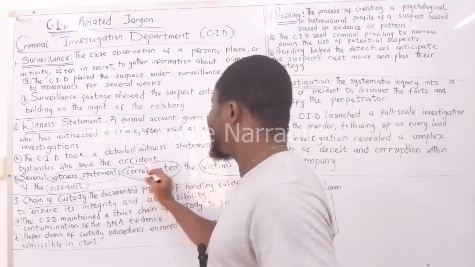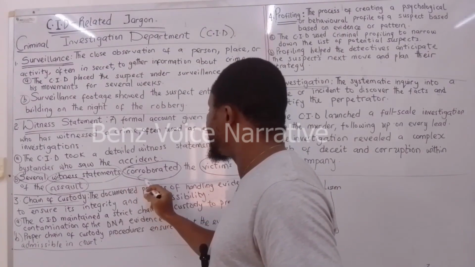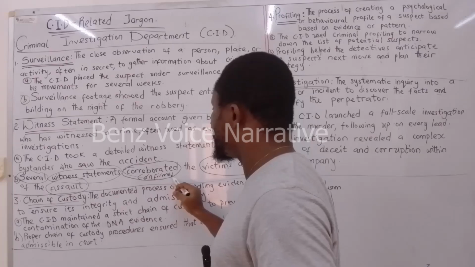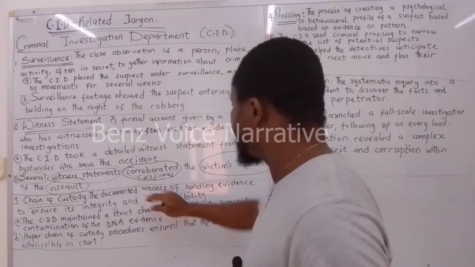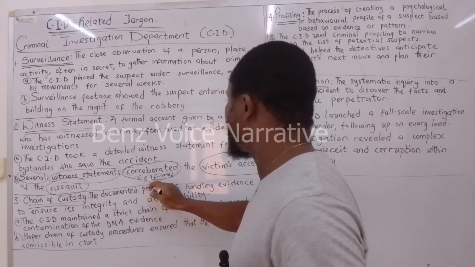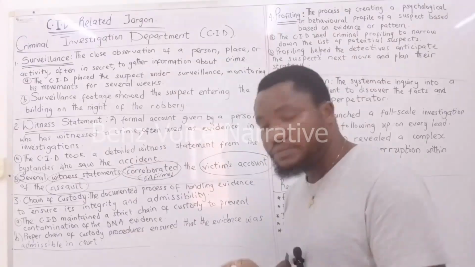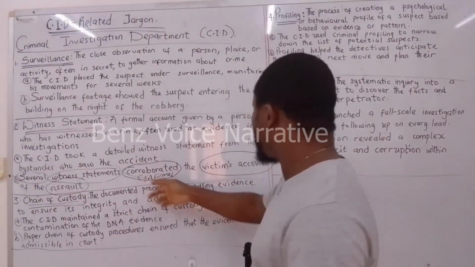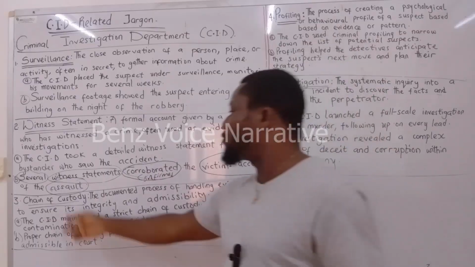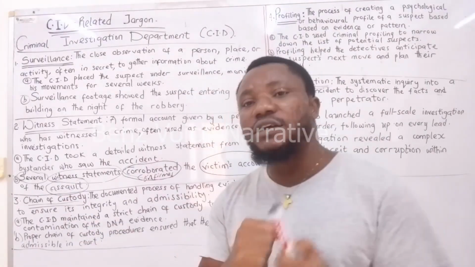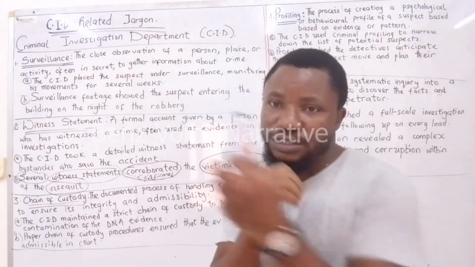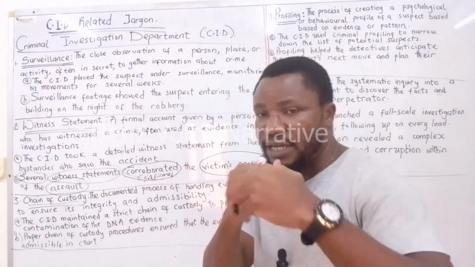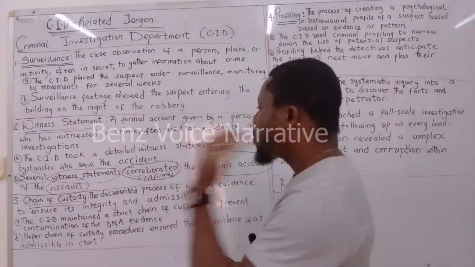Corroborated, this word is a synonym for confirmed, support. Confirmed, but being in the past, confirmed, or supported. Corroborate, to support. Supported the victim's account of the assault. Assault is a physical attack on somebody, okay? That's an assault. An assault is a bodily attack, a physical attack on somebody.